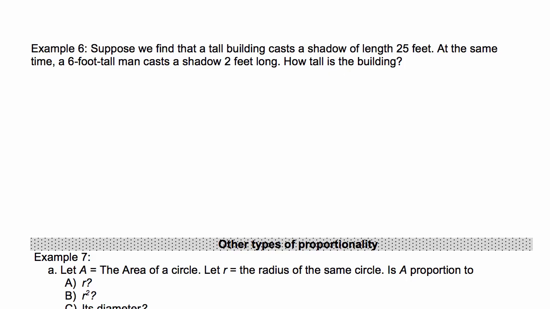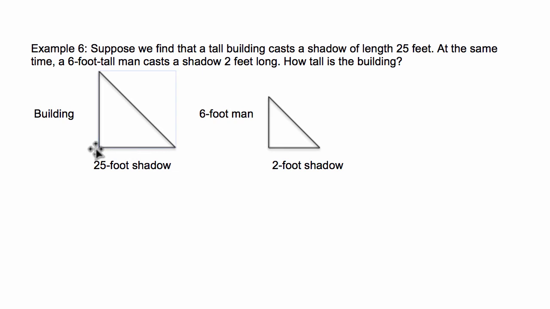Example 6. Suppose we find that a tall building casts a shadow of length 25 feet. At the same time, a 6-foot-tall man casts a shadow 2 feet long. How tall is the building? To answer a question like this, it's helpful to draw a picture. This picture shows the height of the building and the height of the man, as well as the length of their shadows. Note, because these measurements were taken at the same time of day, and we are assuming the building and the man are relatively close to one another, we can assume the rays are parallel.